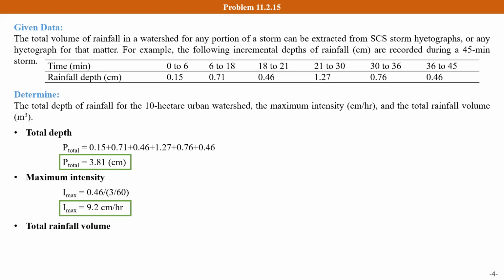The total rainfall volume equals the total rainfall depth times the area. We just calculated the total depth is 3.81 centimeter and the area is 10 hectare. Then we can get the total volume, it should equal 3,810 cubic meter.